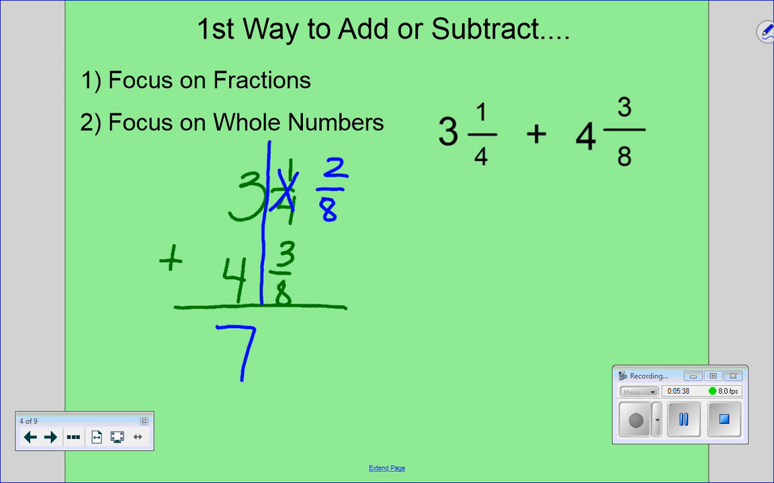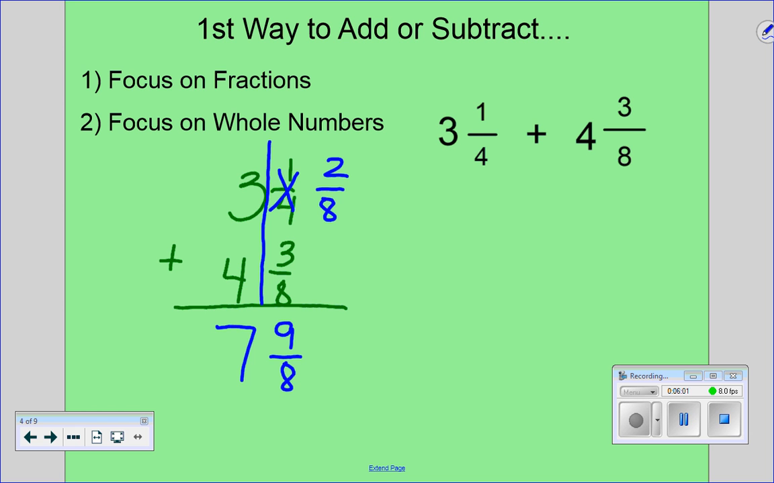Okay, thank you. So now I'm going to add them together. 2 plus 3 is 5/8. There. That's better. Now let's say when I add my fractions together, I get 9 8ths. Now what? I can't have an improper fraction inside of a mixed number.